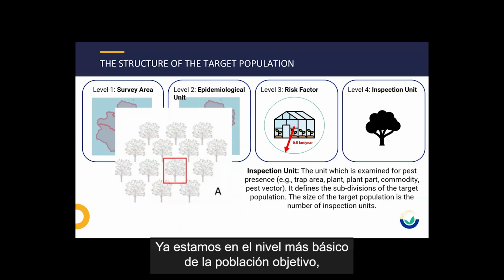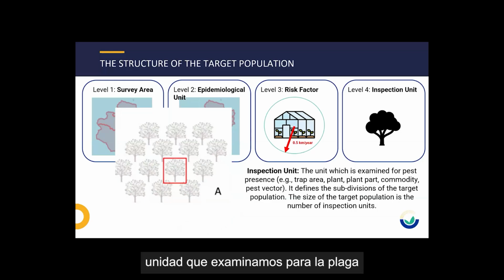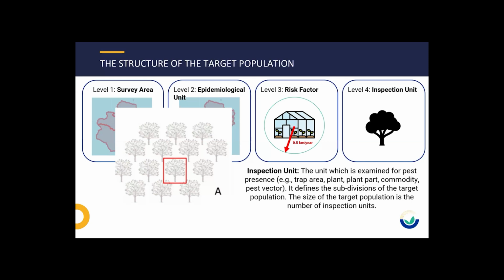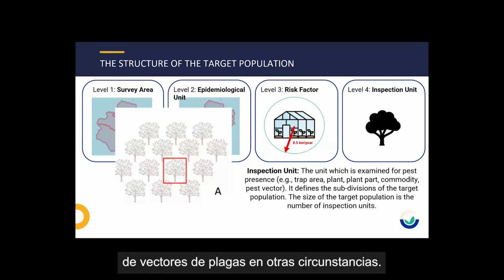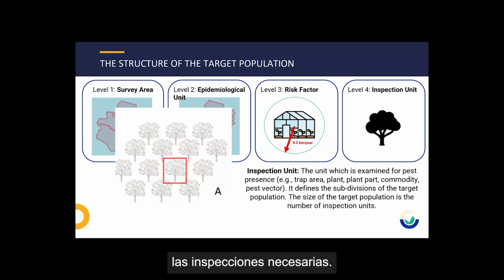So now we are at the final atomic level of our target population, that is the inspection unit. This is the unit that we examine for the pest in different contexts with different methods, as it is listed here: trap area, plant inspection, plant part inspection, looking on commodities or the pest vector in other circumstances. And it defines the minimum subdivision of the target population, by which we can then count the necessary inspections.